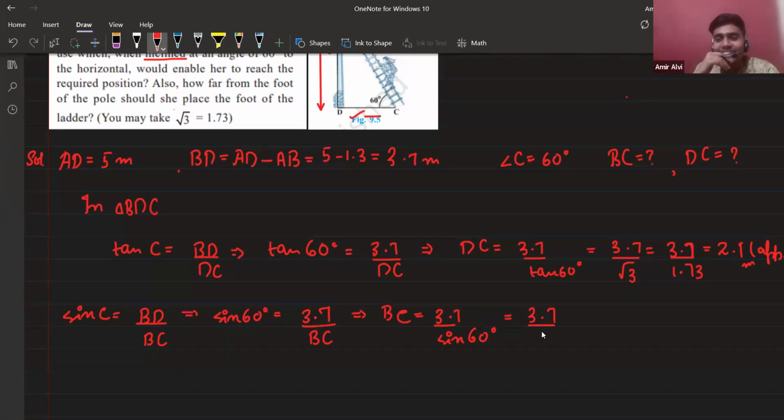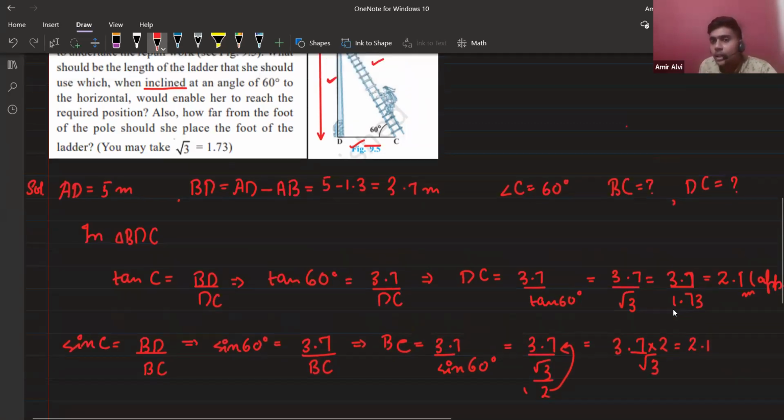Adil, are you there? I think Adil is not there. I think he has some internet issue. It's root 3 by 2. You can see that this is a double division and this numerator will go, denominator will go in the multiply with numerator. It will be 3.7 into 2 divided by root 3. And we know that 3.7 by root 3 is nothing but 2.1.